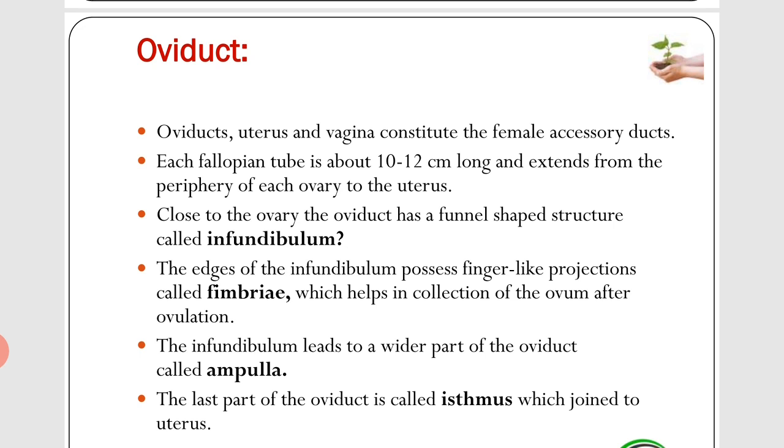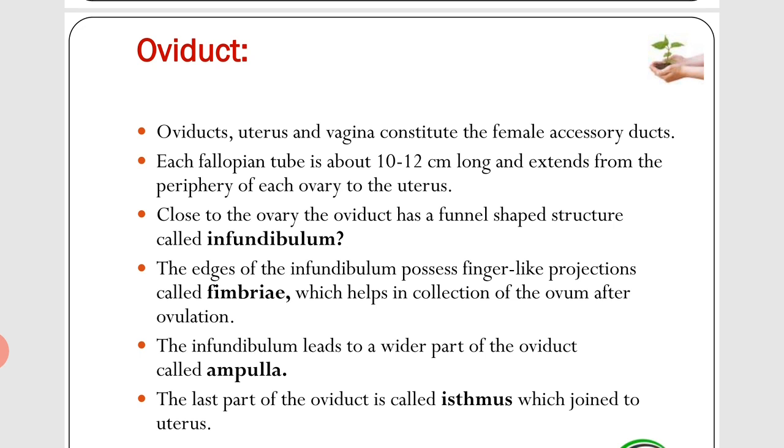The fallopian tube is a tube-like structure about 10 to 12 centimeters in length, and it extends from the peripheral part of each ovary to the uterus. It is a ciliated tube which has a number of cilia on the inner surface. The part of the fallopian tube close to the ovary is funnel shaped, and it is called the infundibulum.